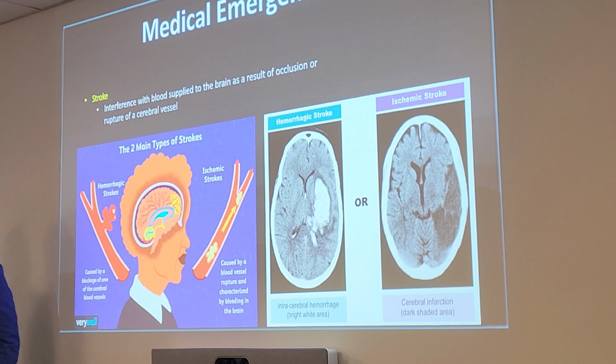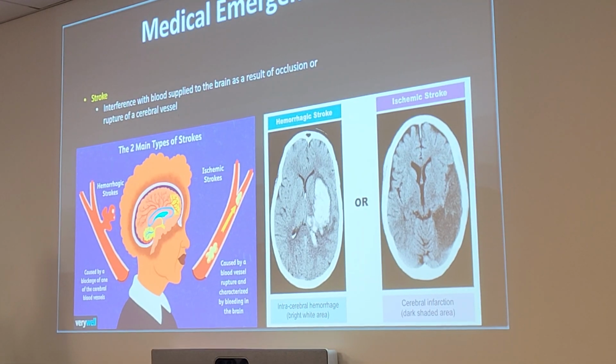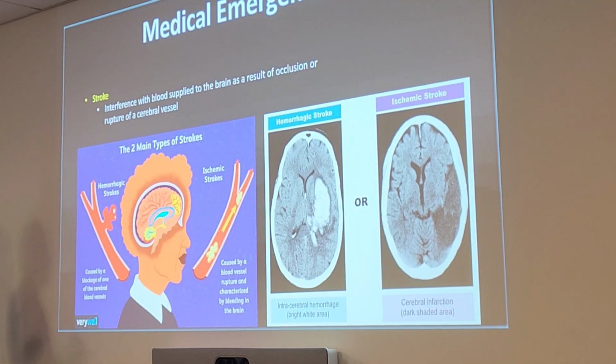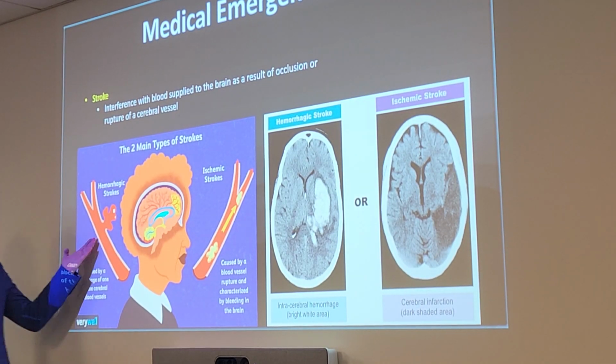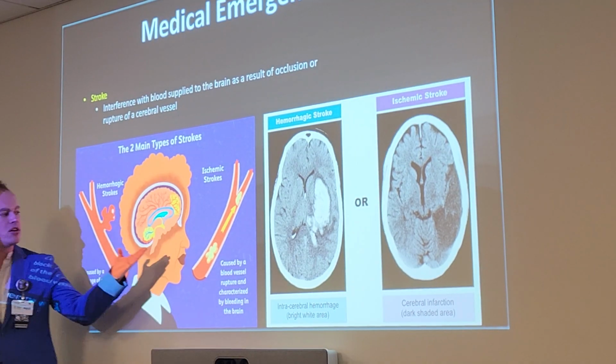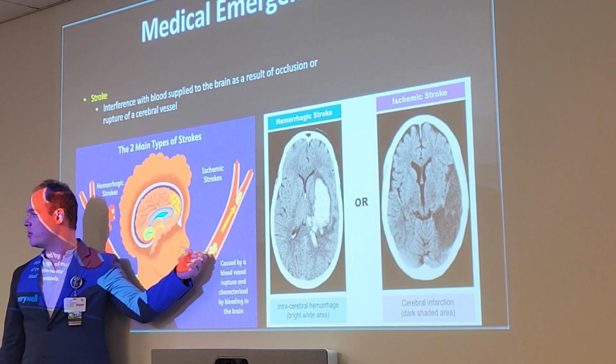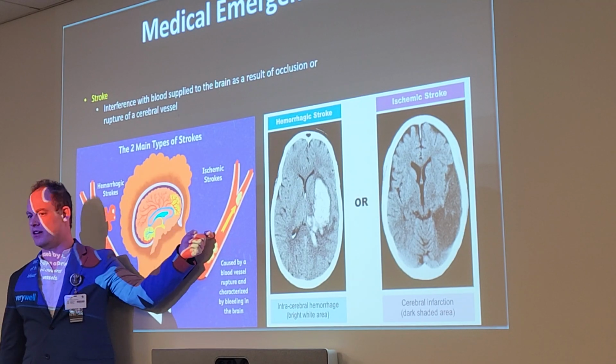All right, stroke once again, guys. Interference with blood supply to the brain as a result of occlusion or rupture of a cerebral vessel. We have two types of strokes. We have hemorrhagic strokes and ischemic strokes. Hemorrhagic is the pooling of blood outside the veins, like you see on the left here. Ischemic is the rupture and bleeding in the brain. Usually it's accompanied by a clot. So one is free-flowing out of the veins, while the other is causing a blockage. That's the simplest way to go with hemorrhagic versus ischemic.